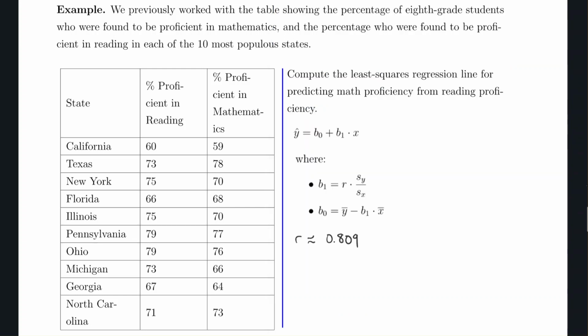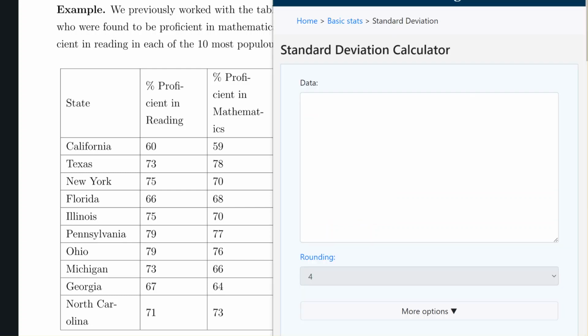The next thing that I need to find, because I have to find b sub 1 first, so that I can then plug b sub 1 into b sub 0. So we found the correlation coefficient. I next need the standard deviation for x and the standard deviation for y. I will have to calculate that separately.